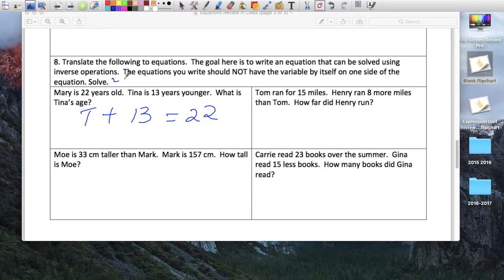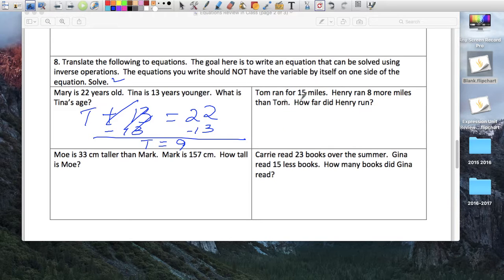Now I can solve. It says to solve, right? I would do minus 13 here, minus 13 here. These two will cancel, being a 0, leaving a t. And 22 minus 13 equals 9. And that's what Tina's age is, 9 years old.